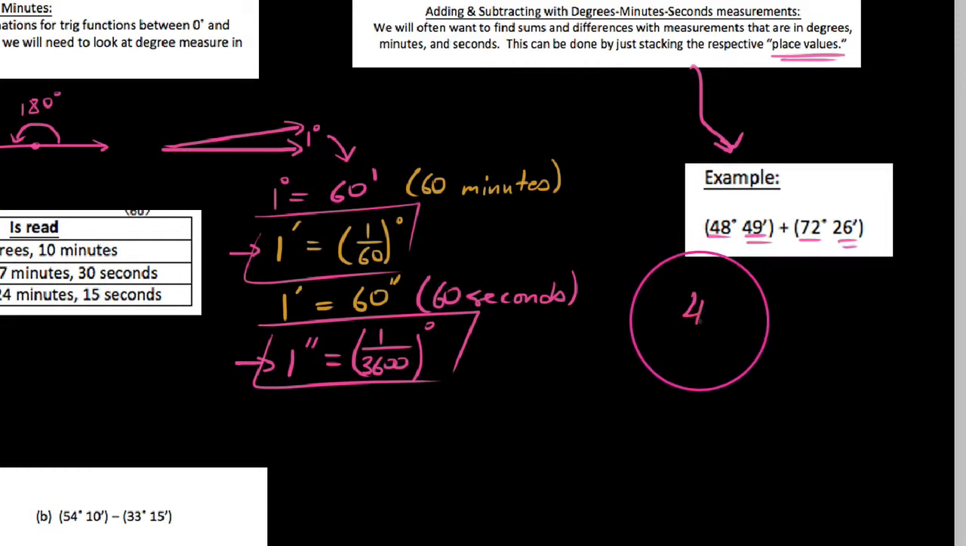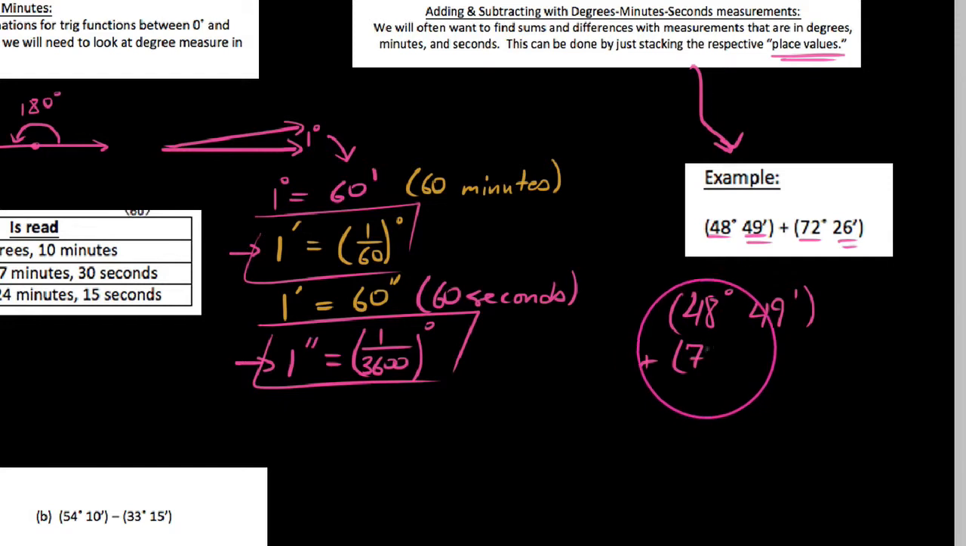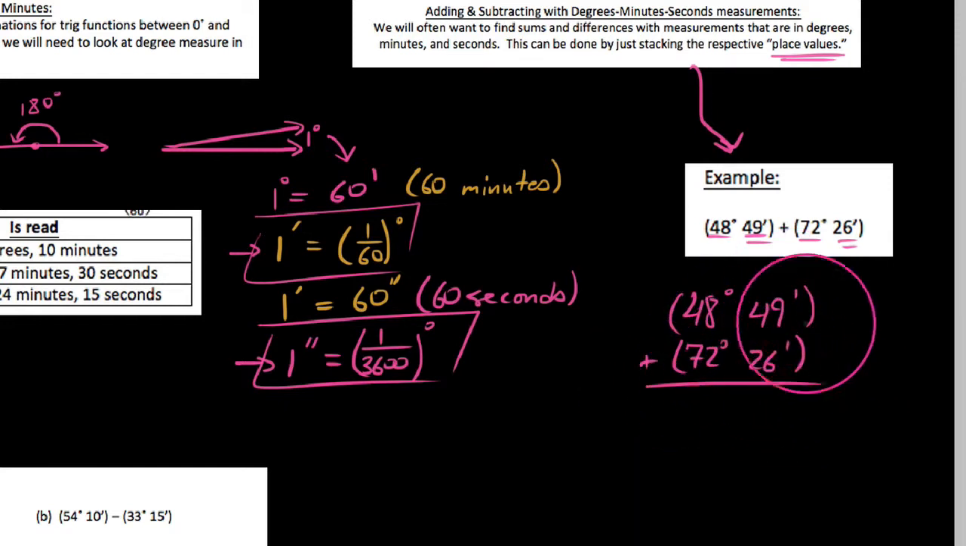So it's often convenient to stack these numbers. So we could say 48 degrees plus another 49/60ths of a degree. We're going to take this and add it to 72 degrees and 26 minutes. Just like with regular addition, we start on the right side. 9 plus 6 is 15. We'll carry our 1. 1 plus 4 is 5, and 5 plus 2 is 7.